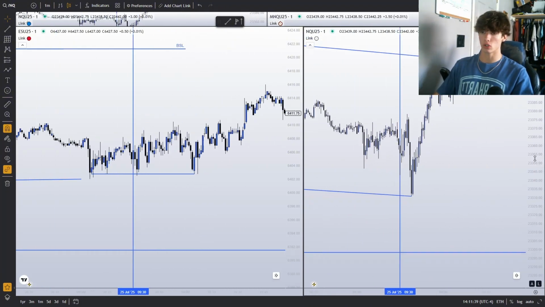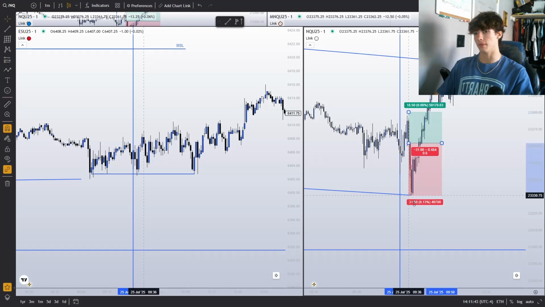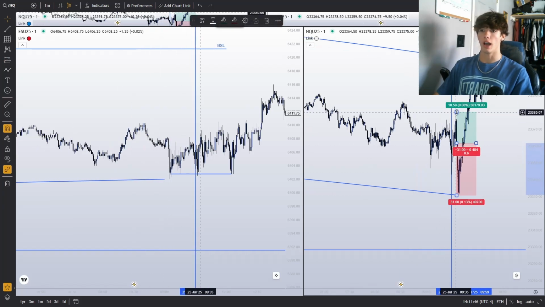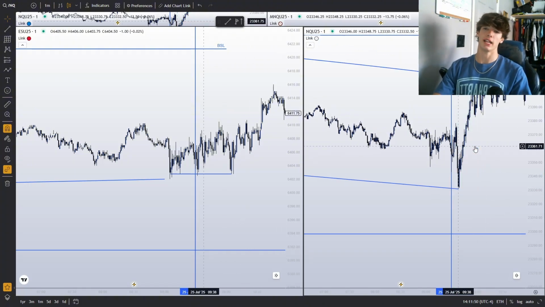Now, a lot of guys in the Discord caught an inverse fair value gap trade right here, where they simply got tapped in right here and then they went for highs up here. I mean, it looked good and everything, but it's not really my style of trading.